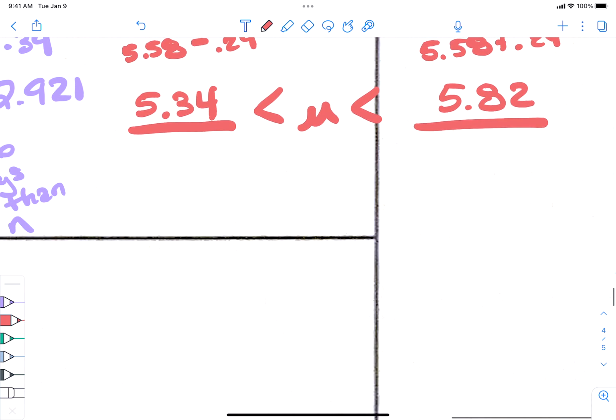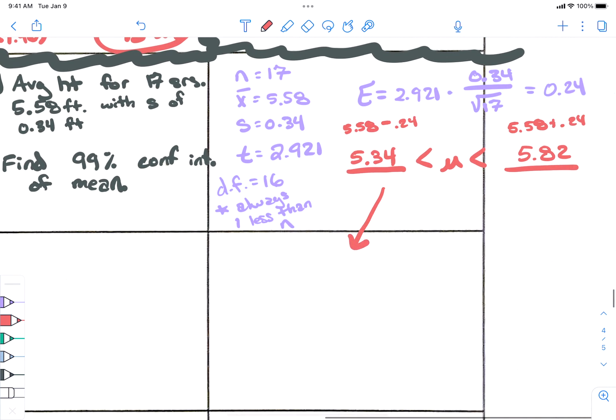All right, so let's interpret. You help me in this box. We are 99% confident that, I'm going to say CONF. That what?